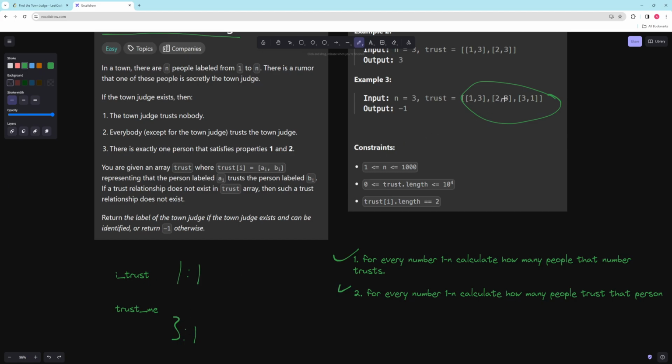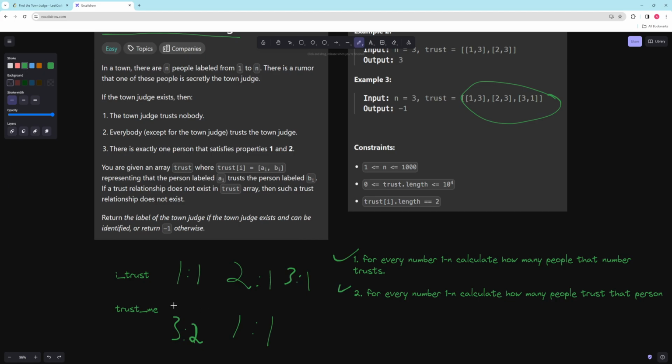Let's go through the next example. So 2 trusts 3. That means there's one more person who trusts 3, so 3 goes to 2. And 2 trusts 3, so 2 trusts one person now. And finally for 3 trusts 1, 3 trusts one person, and 1 has one more person that trusts that person. So 1 has 1. So at the end, 1 trusts one person, 2 trusts one person, and 3 trusts one person. And there's 2 people that trust 3 and 1 person that trusts 1.